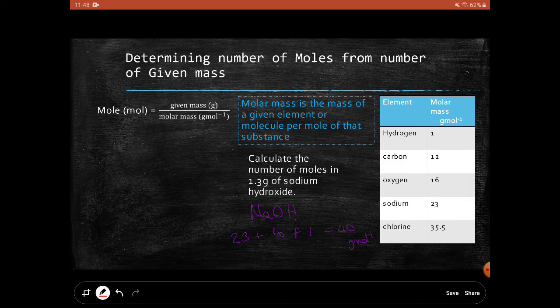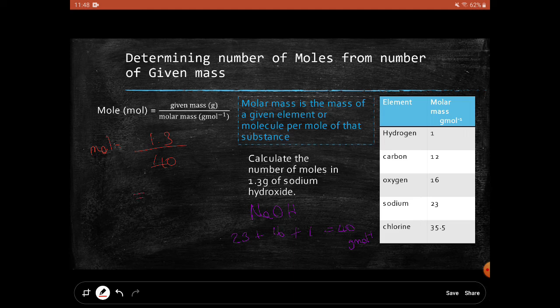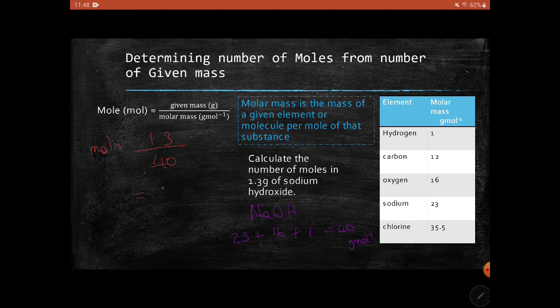Once we have the molar mass, we can go ahead and use our formula, which says that the mole will be equal to the given mass, which is 1.3, divided by the molar mass, which is 40. When we put that in our calculator, the answer that we would get is 0.03 moles.